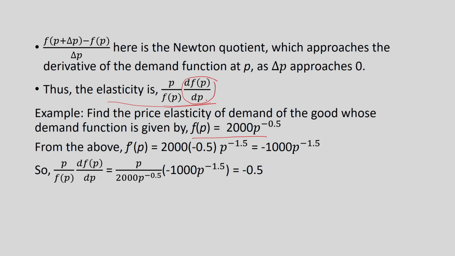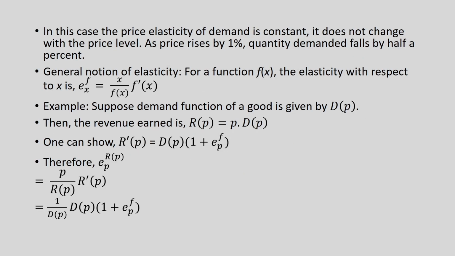For that, I need to find out what is the derivative f prime p, and by using the power rule, this turns out to be minus 1000 p to the power minus 1.5. So, I put this in the elasticity expression, and if I simplify this, actually it becomes a pure number, minus 0.5. So, it no longer remains a function of p, it is a simple number, minus half. So, in this case the price elasticity of demand is constant, but I must caution that this is not a general case. In many cases it could be a function of p.